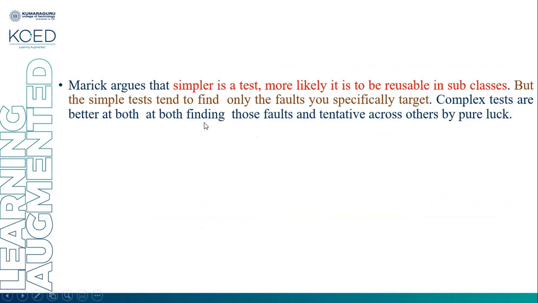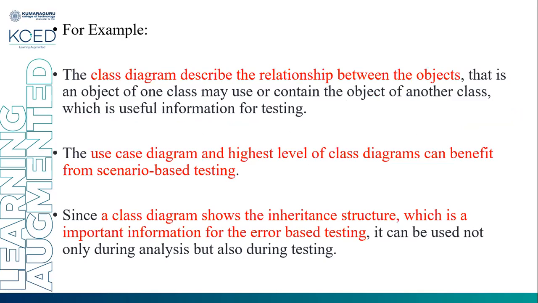Complex tests are better at both finding those faults and tentatively across others by pure luck. That means it is able to find the targeted fault, as well as other faults, which are found by pure luck and would not be found by a simple test method.